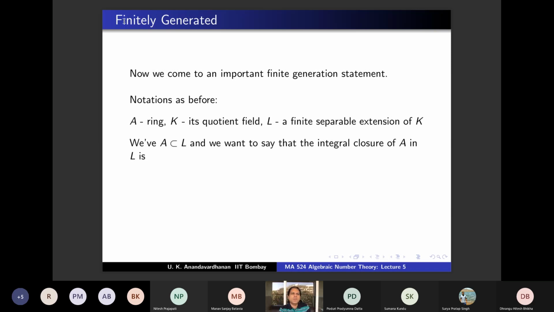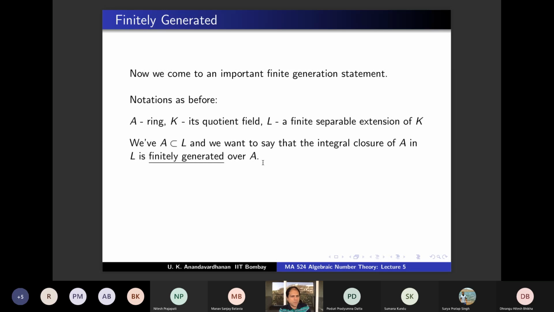Now, can you guess what is this finite generation? What should be my statement? It is generated as an A module. Yes. So that is the result. Integral closure of A in L is finitely generated as an A module. Over A meaning as an A module. Because B contains A, B is a ring, A is a ring. B is a ring we have already proved. In particular, it turns out to be an A module, and as an A module, it is finitely generated.